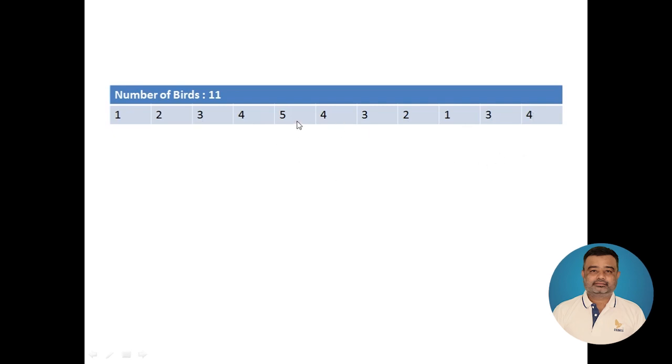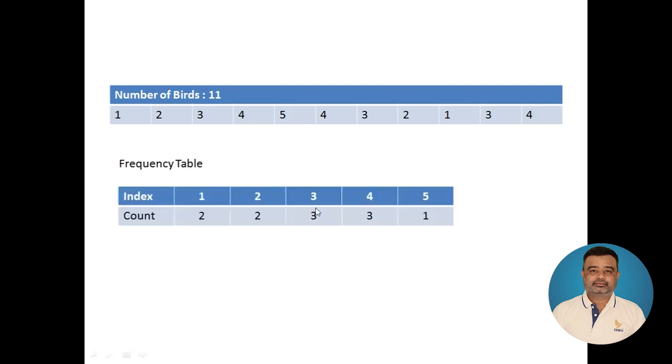What should be the resultant frequency table? The resultant frequency table should be like this. 1 is occurring twice, 2 is occurring twice, 3 is occurring 3 times, 4 is occurring 3 times, and 5 is occurring once. Now here, the maximum occurrence is 3, and bird 3 has 3 occurrences, bird 4 also has 3 occurrences. Since both have the same occurrences, we need to print the smaller value among these. We need to print the output as 3, right? This 3 corresponds to the index, not the count. Clear? Fine. Now let's move into the program.